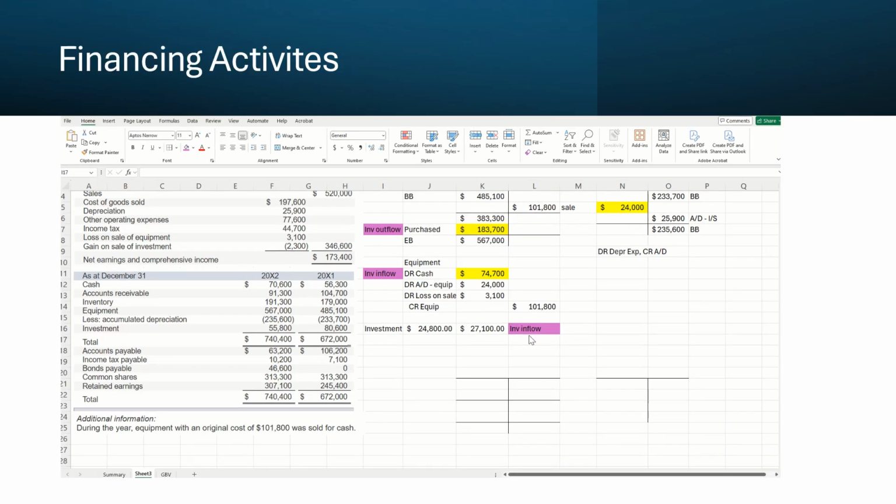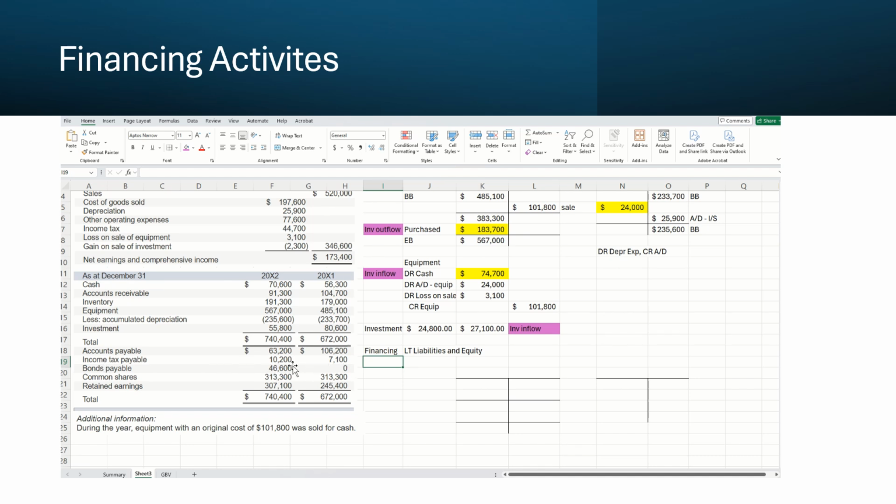So now that we're finished investing, we want to get into our financing activities section. So that's the next one. And we're going to look at all of our long-term liabilities and equity when we're doing financing. So for long-term liabilities, what do we have? Well, we have bonds payable here. So it was started at 0 and now it's 46,600. So that's a fairly simple one.